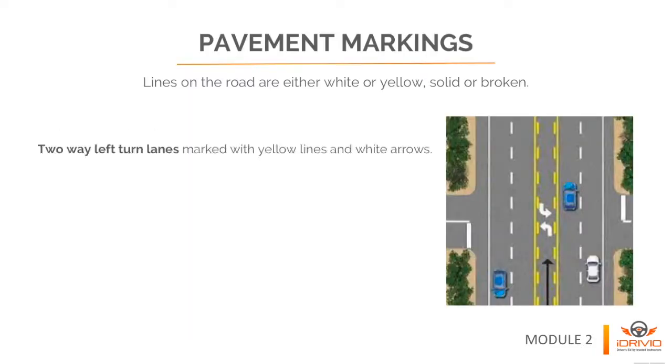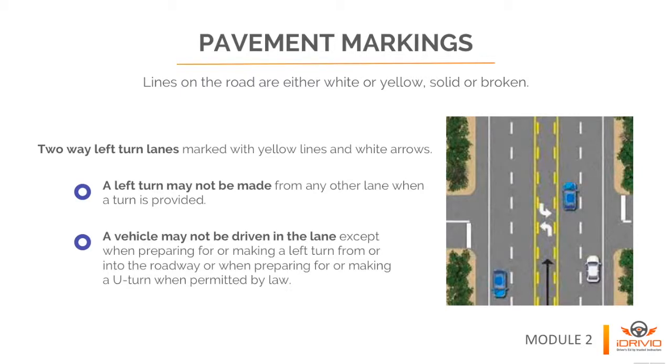Two-way left turn lanes are marked with yellow lines and white arrows. A left turn may not be made from any other lane when a turn lane is provided. A vehicle may not be driven in the lane except when preparing for or making a left turn from or into the roadway, or when preparing for or making a U-turn when permitted by law.